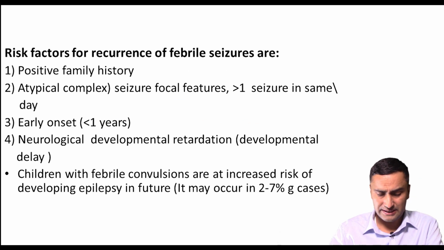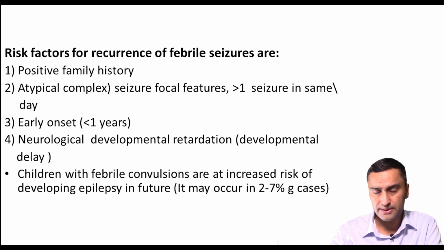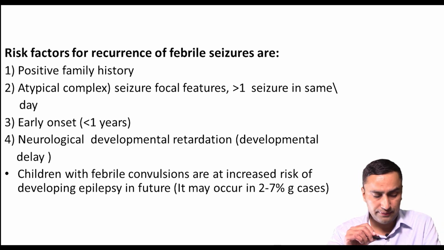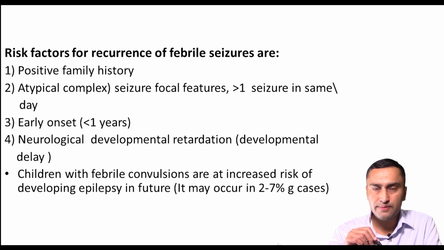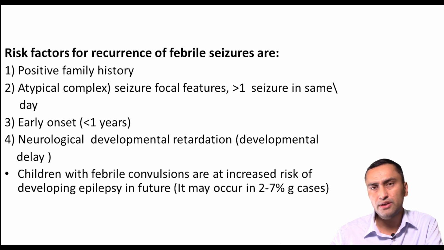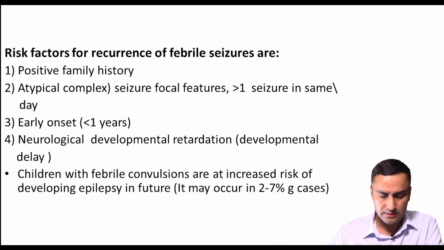What are the risk factors for recurrence of febrile seizures? One is a positive family history. If the family has a history of febrile seizure, there is a chance of recurrence. If the seizure is atypical or complex, there is a chance of recurrence. If there is more than one seizure on the same day, lasting more than 15 minutes, it is called complex febrile seizure.